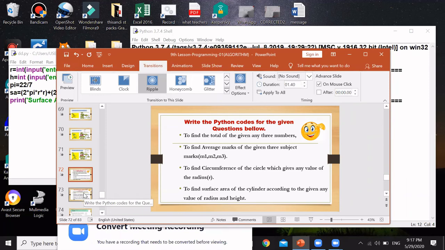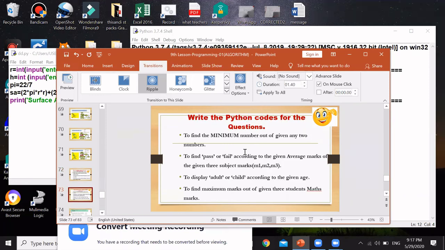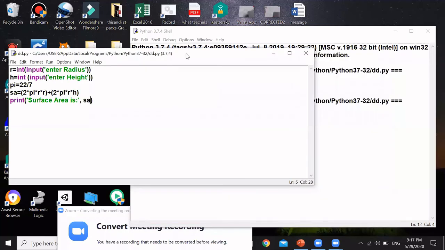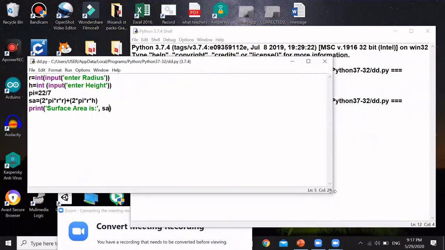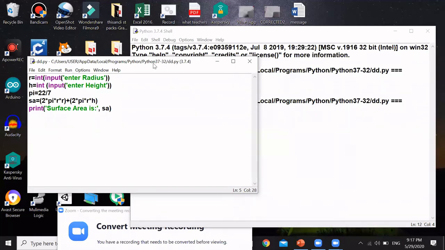Now, what is the next question? Write the Python codes for the question. We didn't discuss the selection yet, and that is very important. When you are using selection, how to write the Python codes for the selection is very important. Let's take the first question.